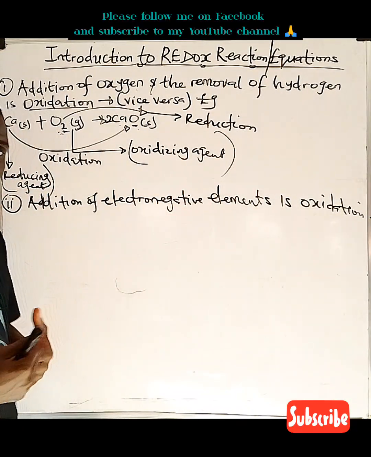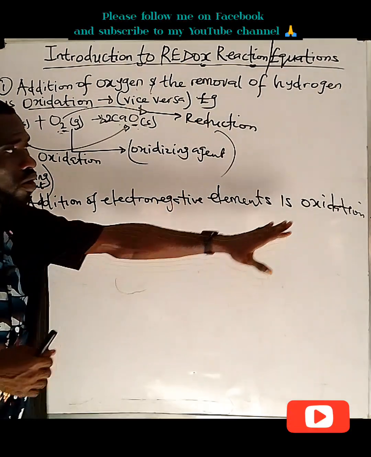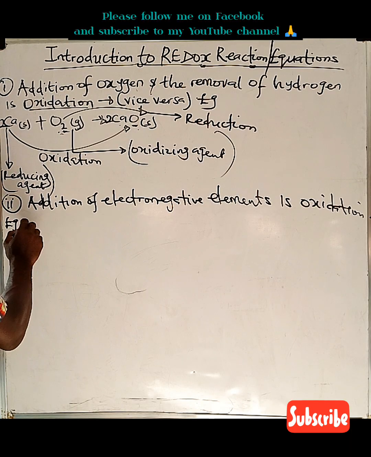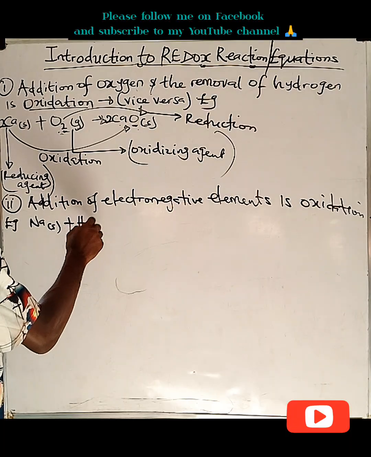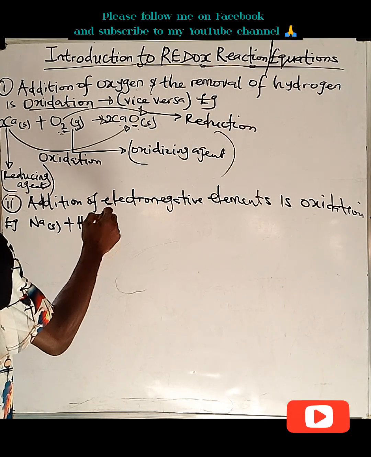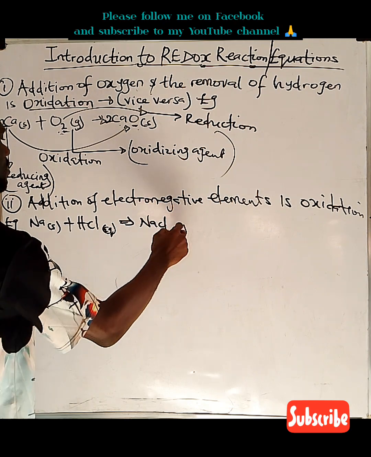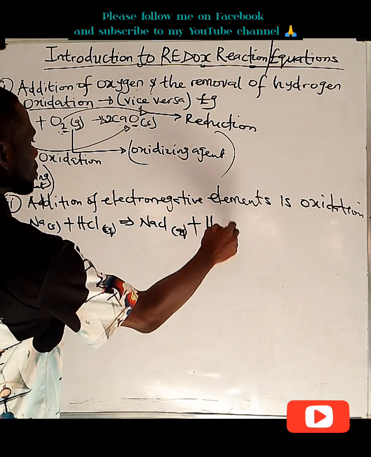When you add them to different elements, or to different compounds, we have what we call oxidation. So let's take a given chemical reaction to explain this. When we have sodium, for example, which is a solid, plus HCl, which is aqueous, then we have sodium chloride, aqueous, plus hydrogen gas.